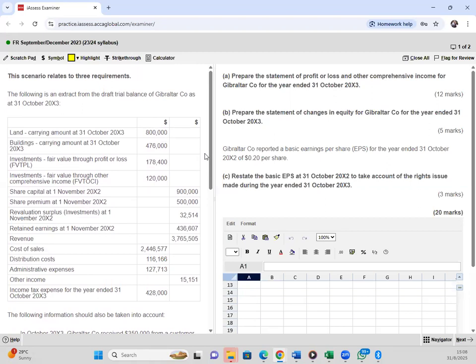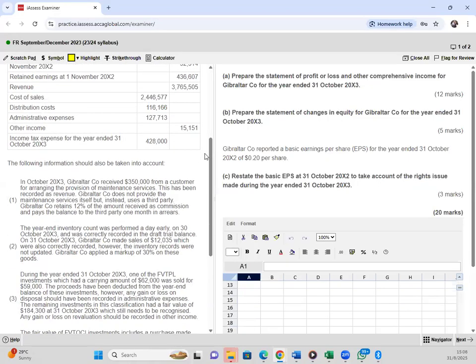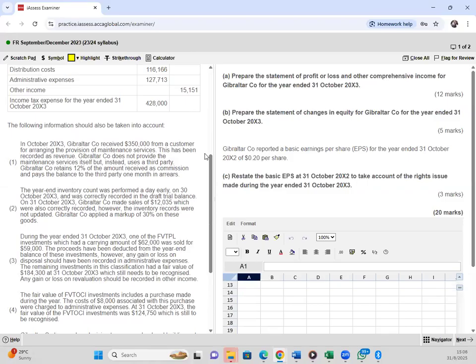So we are given the trial balance of the G company. And after the trial balance, we have the additional information. So the first additional information is saying, in October 20x3, G company received 350 from a customer for arranging for the provision of maintenance service. This has been recorded as revenue. G company does not provide maintenance services itself, but instead it uses a third party. G company retains 12% of the amount received as commission and pays the balance to the third party one month in arrears. So which standard is this one?